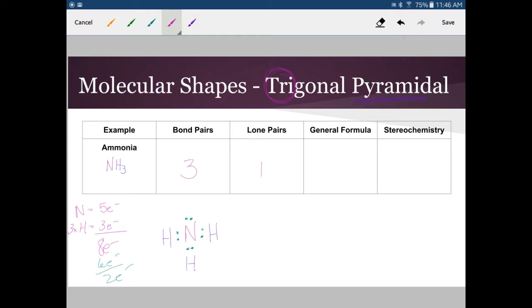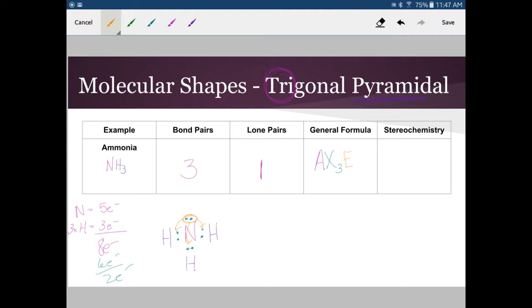Remember, we're only looking at our bonds and lone pairs around our central atom. I cannot stress that more. You can get really confused if you end up counting all of your bonds. Now our general formula for this: we have one central atom again, 3 peripheral atoms, or 3 bonding pairs, I should say, and we have 1 lone pair.